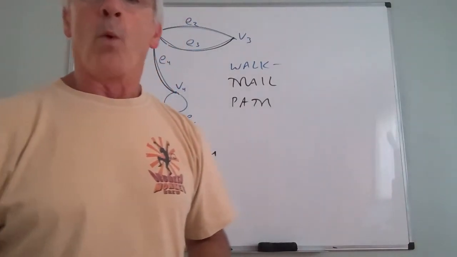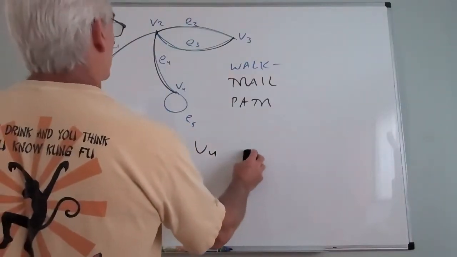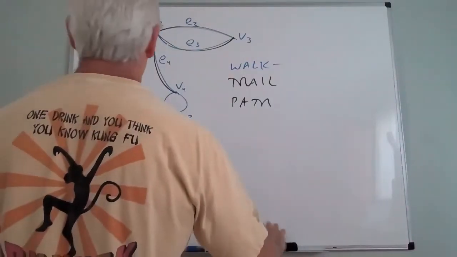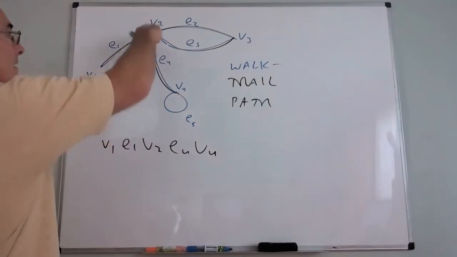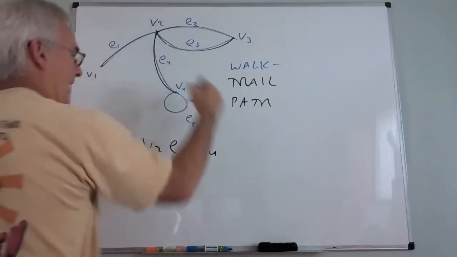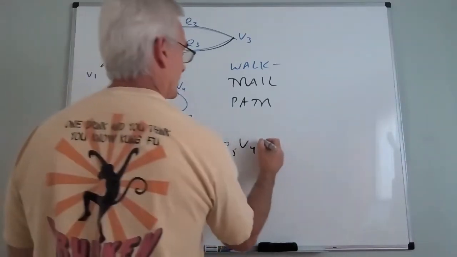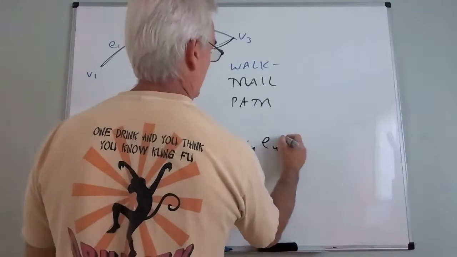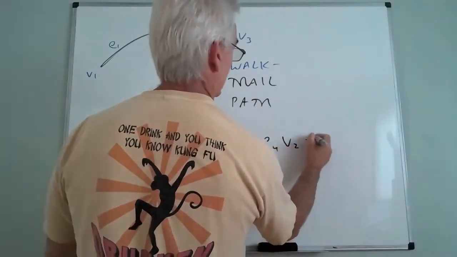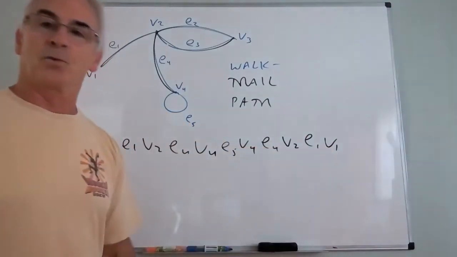Okay. Now, what if, and I'll go back to my original. In fact, let's do this. I went V1, E1, V2, E4, V4. I want to go around the loop, V5, back to V4, and now I'm done. I want to go home. E4, V2, E1, V1. I've now ended where I started.